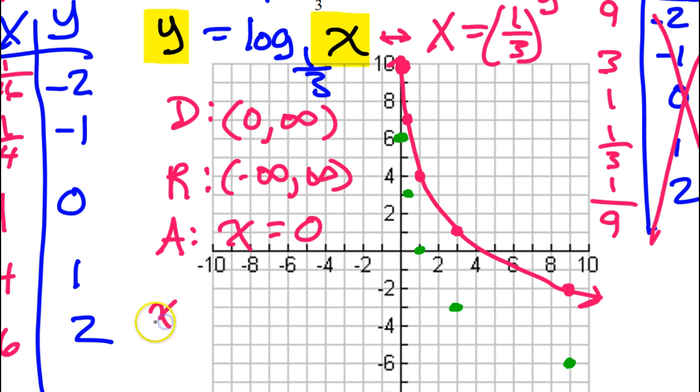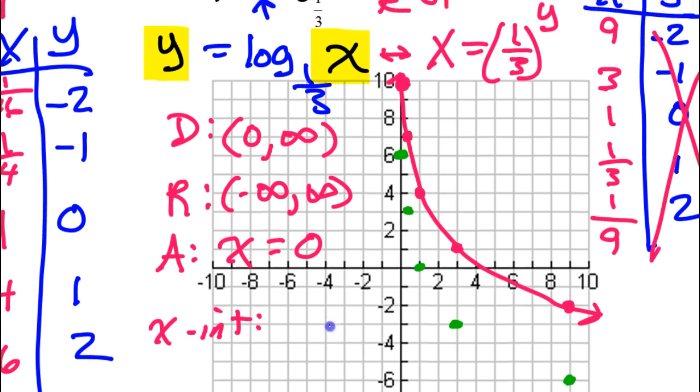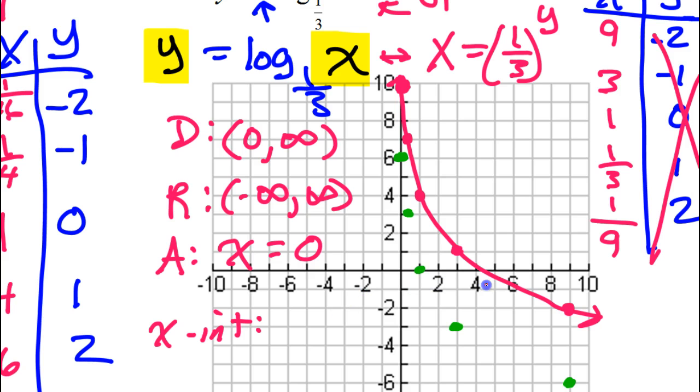And then they ask us for the x-intercept, I do believe. All right, the x-intercept. You know, we don't know exactly what the x-intercept is. But we could estimate. It's like 4.5-ish. All right, that's just an estimate. That's the best we can do on that.